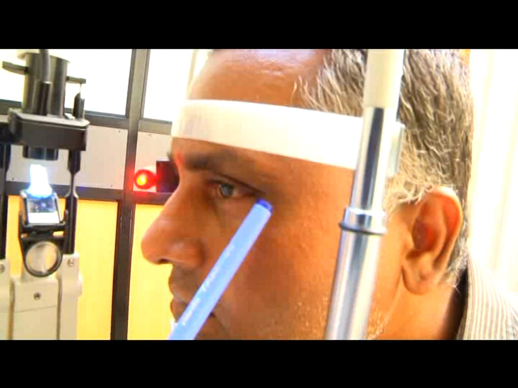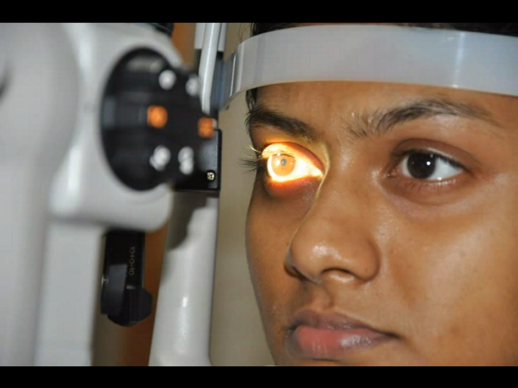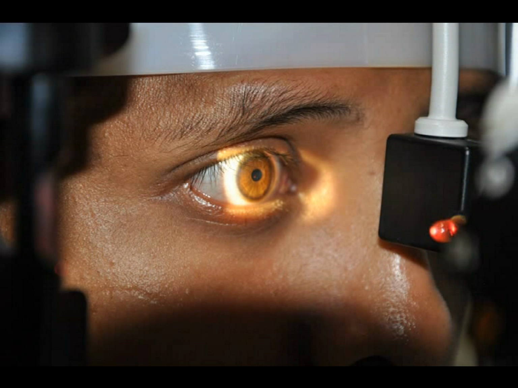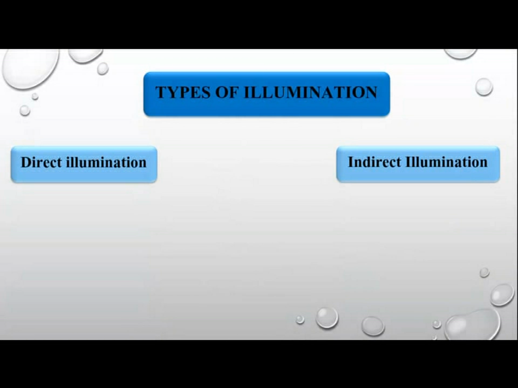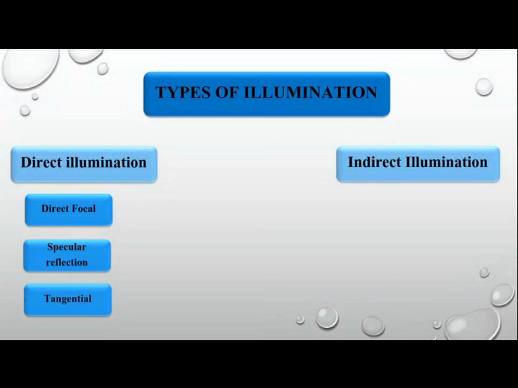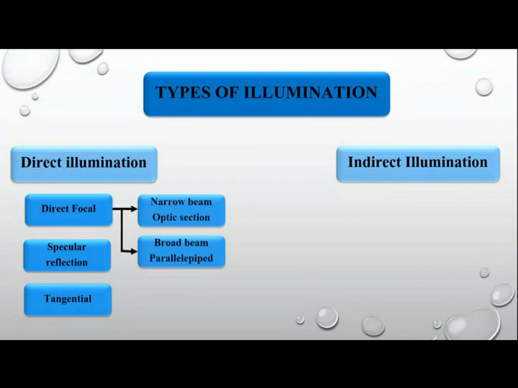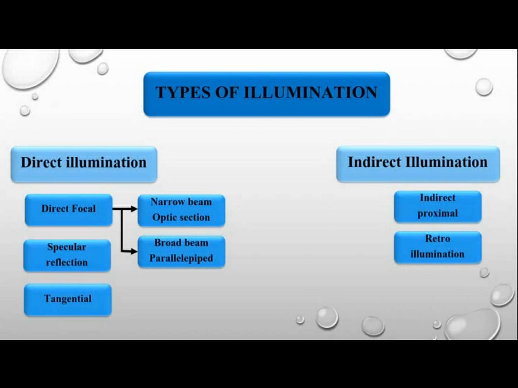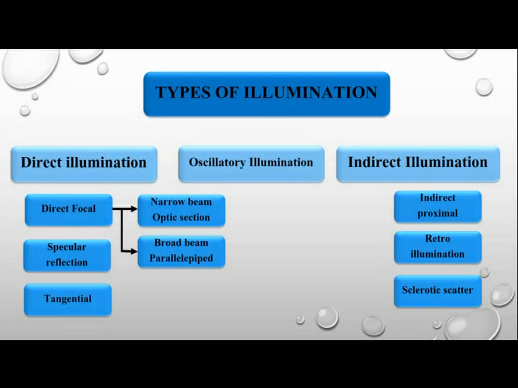alignment marker on the headrest. Before proceeding to the slit lamp examination, it is best to be aware of the different illumination techniques. Types of illumination are direct and indirect illumination. Direct illumination is further divided into direct focal, specular reflection, and tangential illumination. Direct focal can be either a broad beam or parallel piped, and narrow beam or optical section. Indirect illumination consists of indirect proximal, retroillumination, and sclerotic scatter illumination.